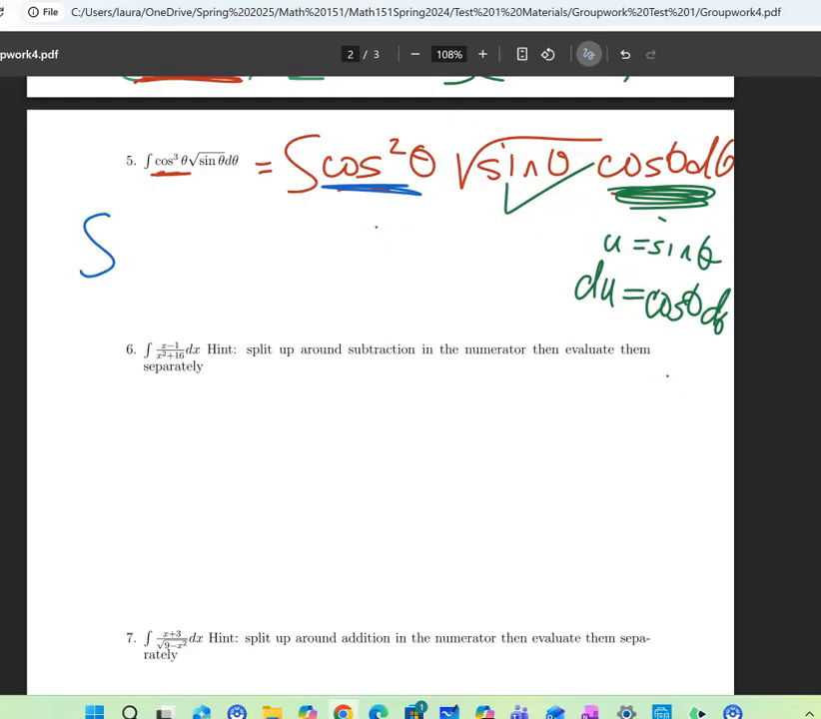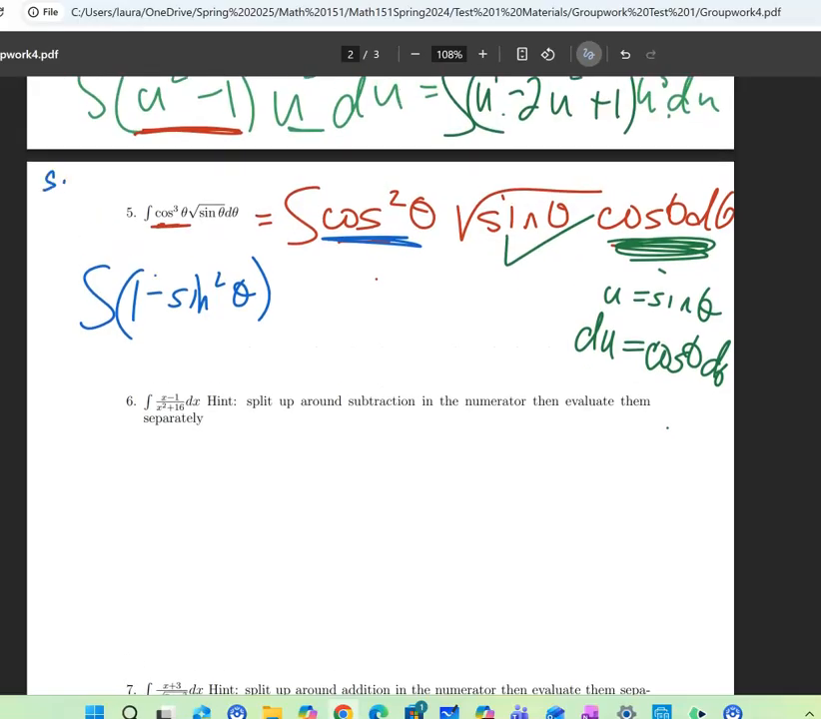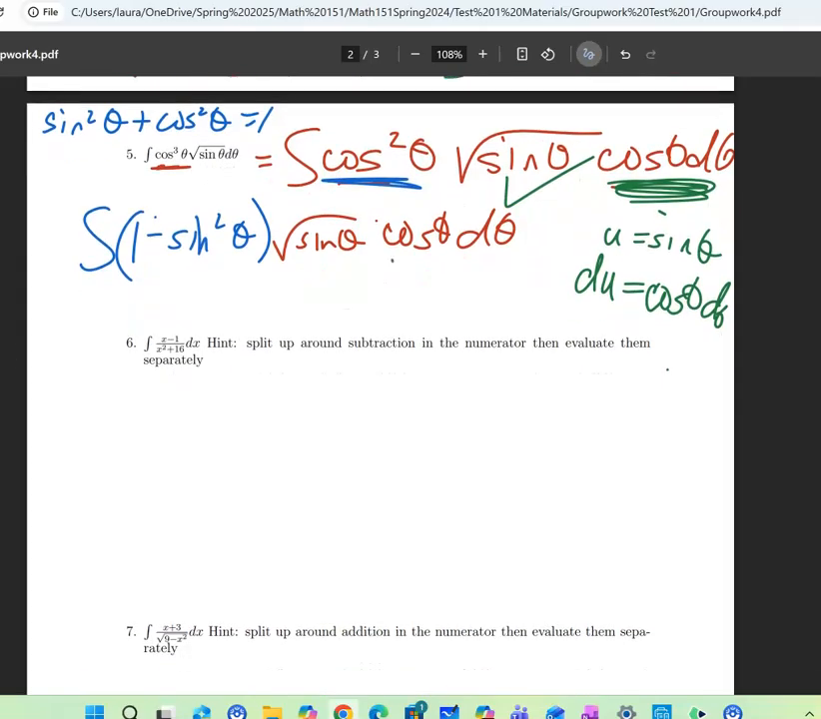You know that's 1 minus sine squared. So take the time to rewrite it using the identity, right? Sine squared theta plus cosine squared theta equals 1. And then I'll carry along the root sine of theta and then the cosine of theta d theta. Now use the substitution. So this is du, this is root u, and this gives me 1 minus u squared.